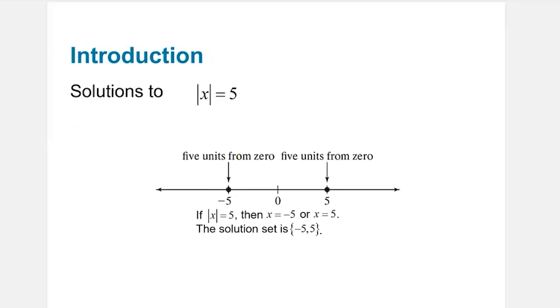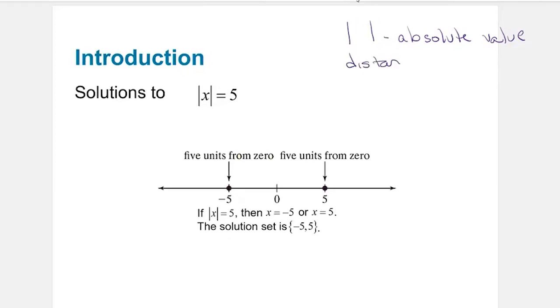So our introduction says this symbol with the two straight up and down lines is the absolute value. And you can say basically it's the distance on a number line from 0. So it's the distance from 0 if you were looking on a number line.